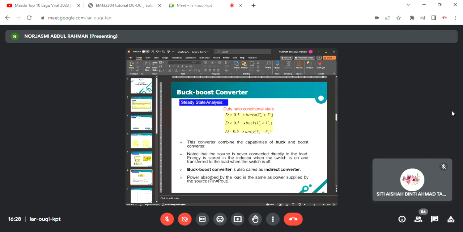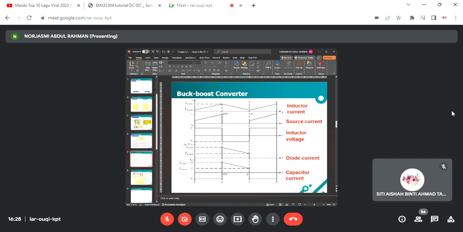So this converter has the capability either to step up or to step down the voltage. Power absorbed by the load is the same as the power supplied by the source. So this is the waveform for inductor current, the source current, voltages, inductor voltage, diode current, and capacitor current. It is the same as the buck and the boost converter, but maybe the difference is the amplitude or something. So more or less it is the same with all converters.